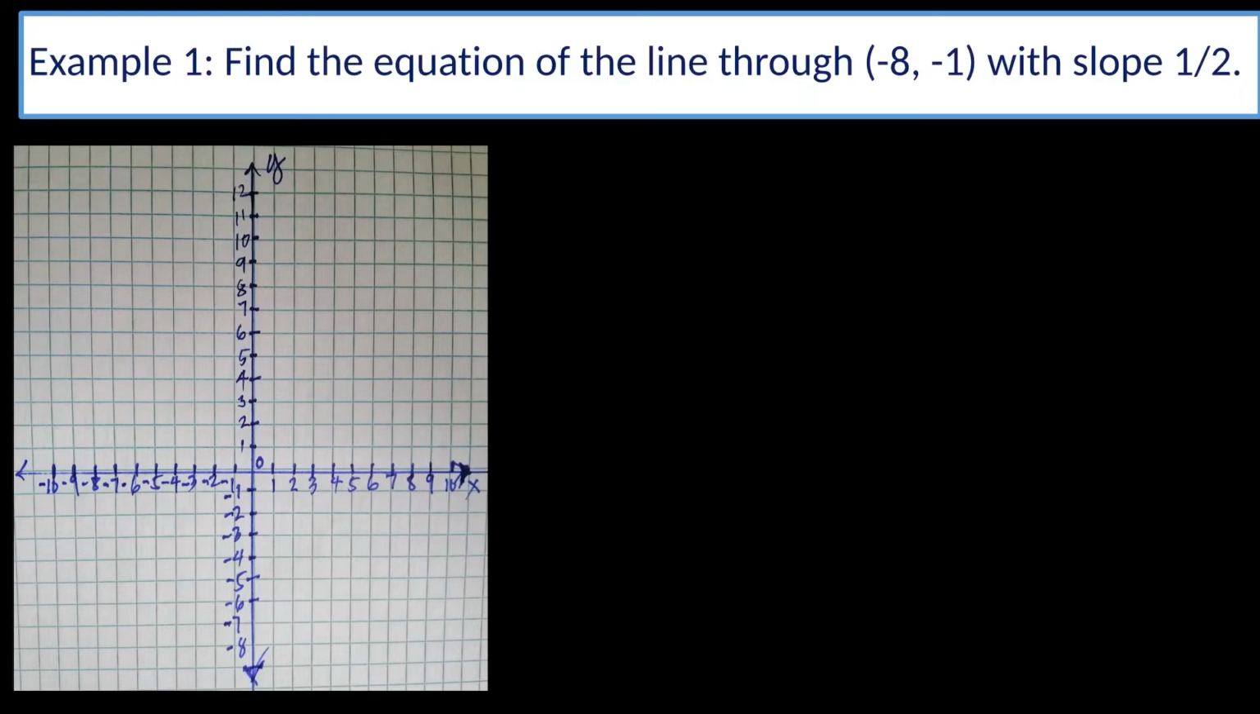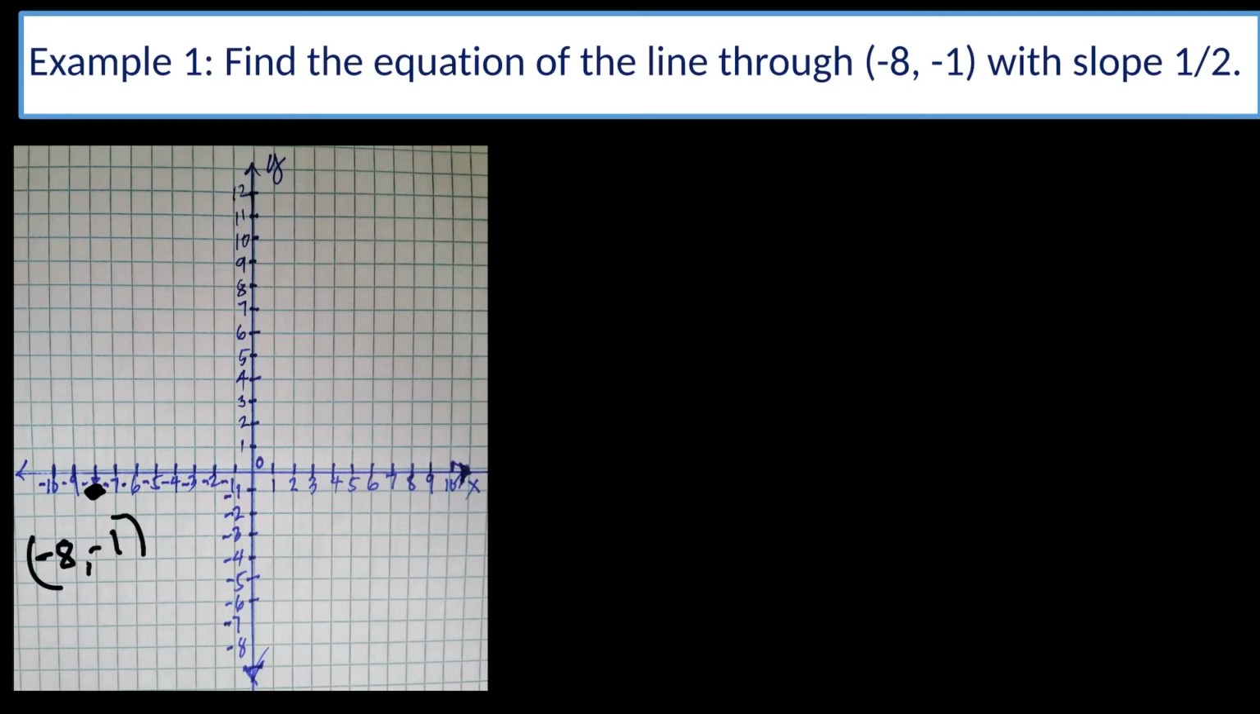Find the equation of a straight line through -8 and -1 with slope 1 over 2. The first thing that we need to do here is to plot the point -8 and -1. So -8 is here and -1 is over here. So this is the point.